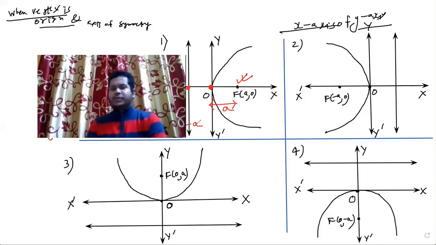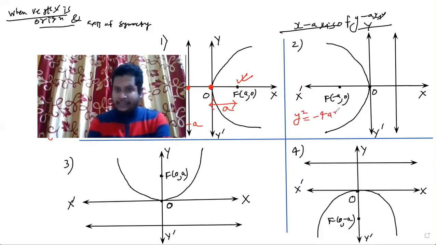Okay, now let's move on to the second case. Now, if my focus is on the left side, that is towards the negative direction of the x-axis, then obviously the coordinates will change to minus a comma 0, right? In this case, the standard equation of the parabola will be y square equal to minus 4ax. And in that case, obviously the directrix will be on the other side towards the positive side. So the equation of the directrix will be x equal to a.